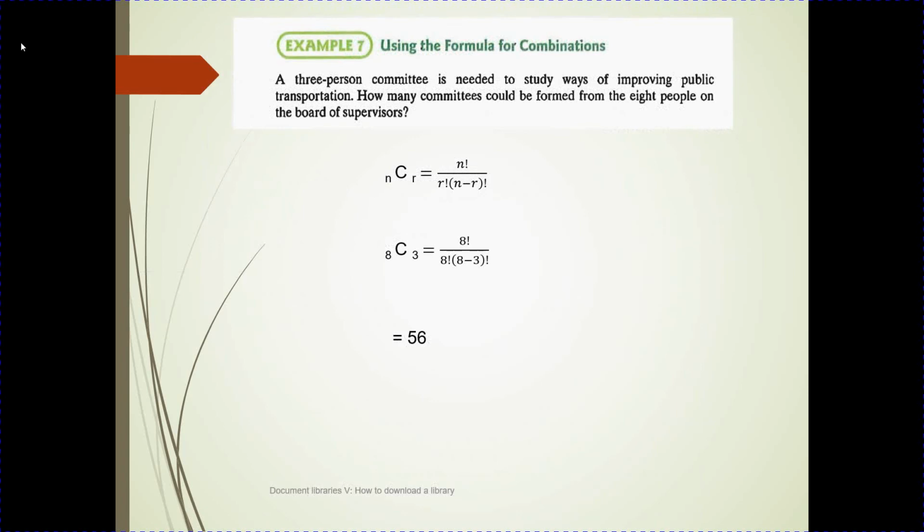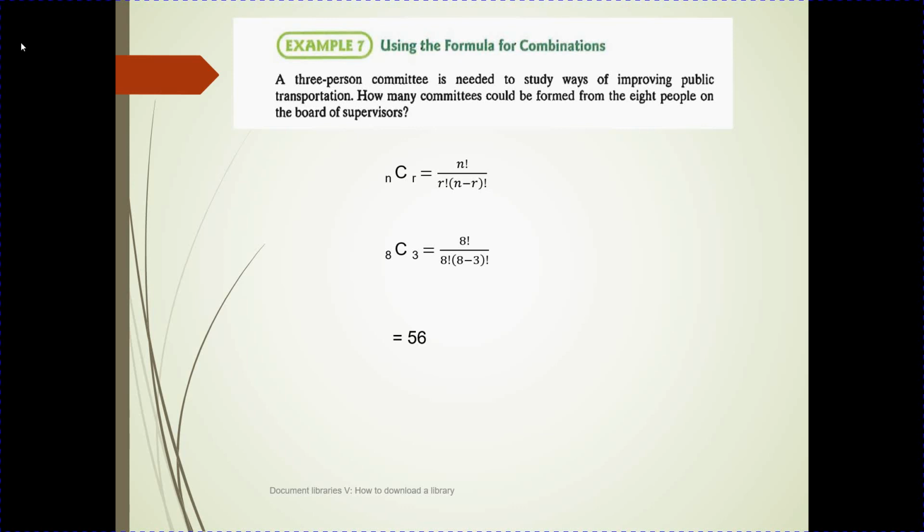In example 7, using the formula for combination: a 3-person committee is needed to study ways of improving public transportation. How many committees could be formed from the 8 people on the board of the provider? So here you are going to choose a 3-person committee where their responsibility is not mentioned. So definitely you are just simply selecting. So the problem is involving combination.